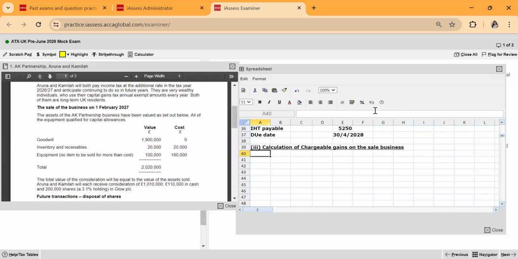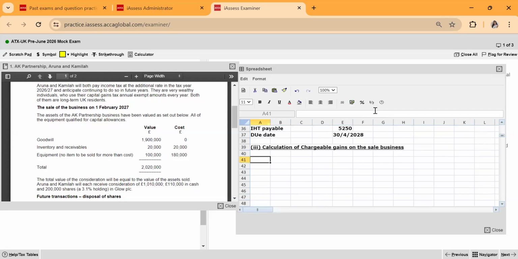Inventory and receivables are normal current assets, and current assets are not covered for chargeable gains, right? Equipment: no item is to be sold for more than the cost, so there will be no profit, and no gains also. Correct? All this, you will write it down. For inventory and receivables, write that these are current assets and not subject to chargeable gains. For equipment, since the question mentions that no item will be sold for more than the cost, there will be no chargeable gains.